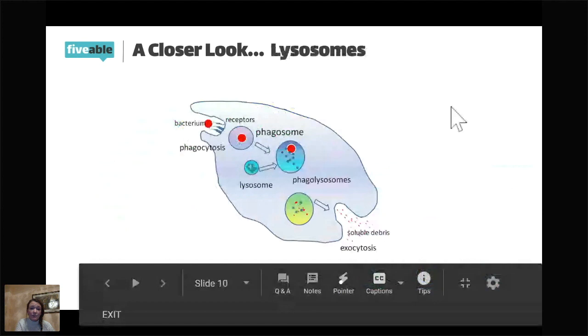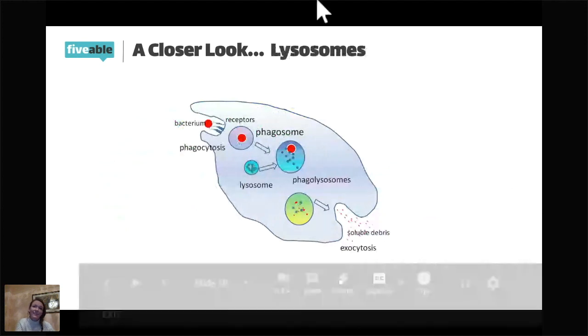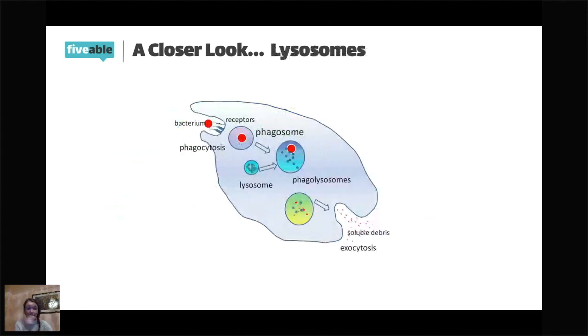Lysosomes, super important. So lysosomes, "lys" (L-Y-S), when you see that, that means to break apart. Next week when we do cellular respiration, you'll learn about glycolysis, which is breaking apart glucose. Lysis, to break down. The lysosome breaks things down, so it has hydrolytic, or breaking apart, enzymes inside of it.